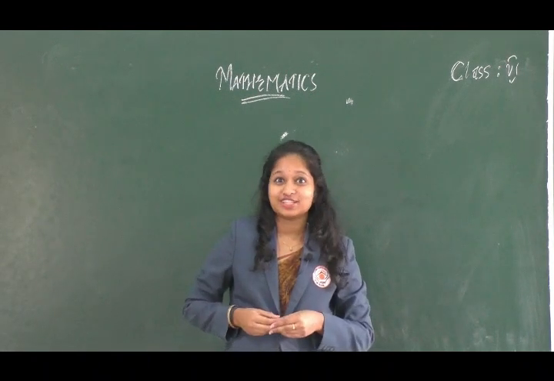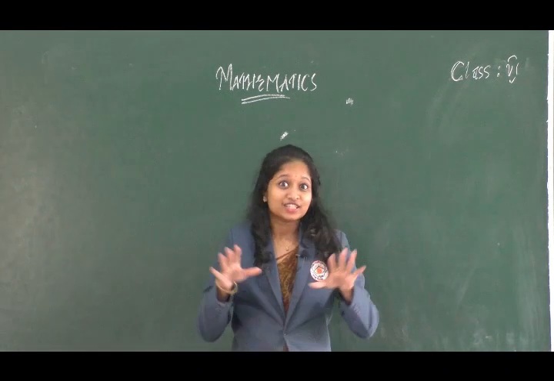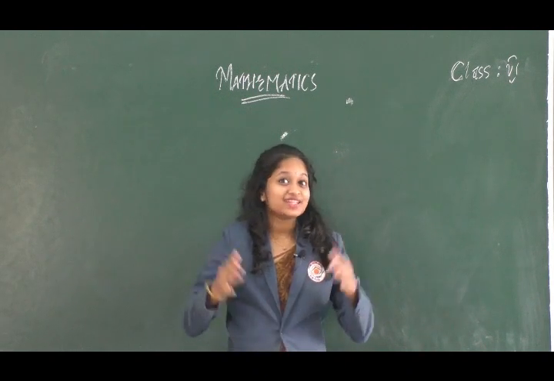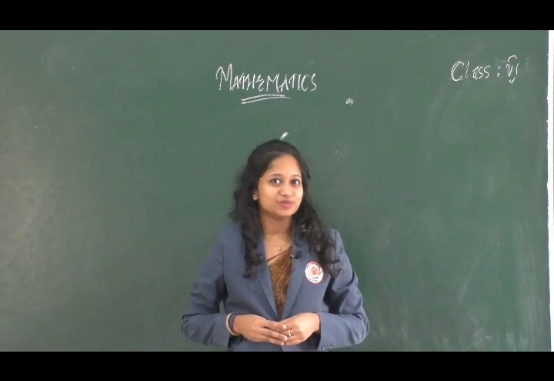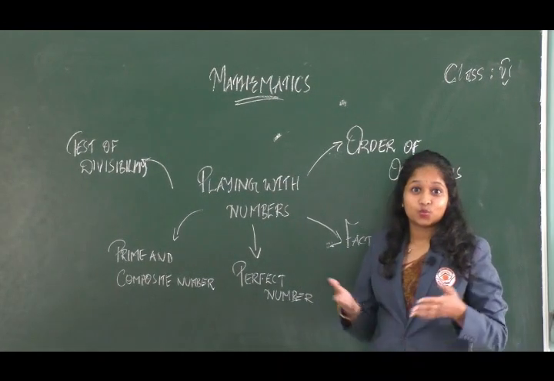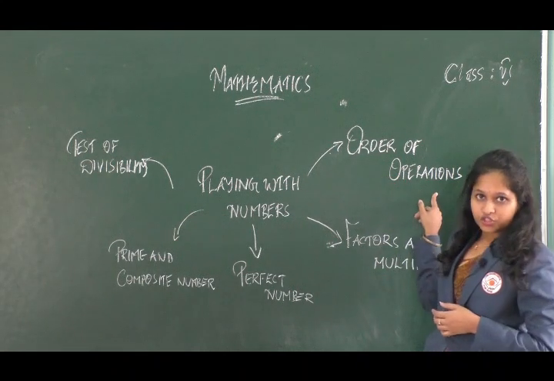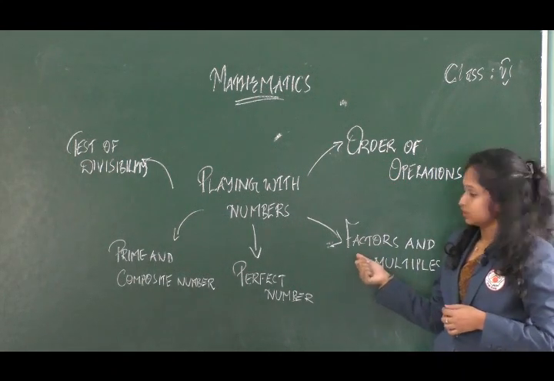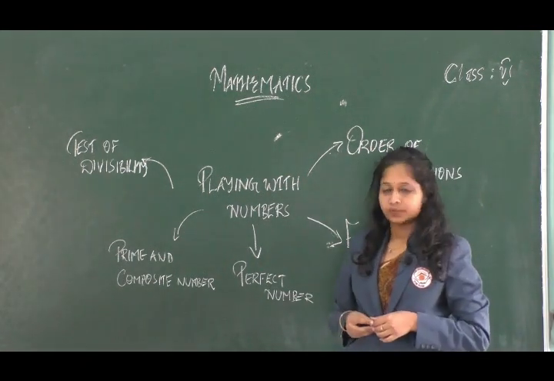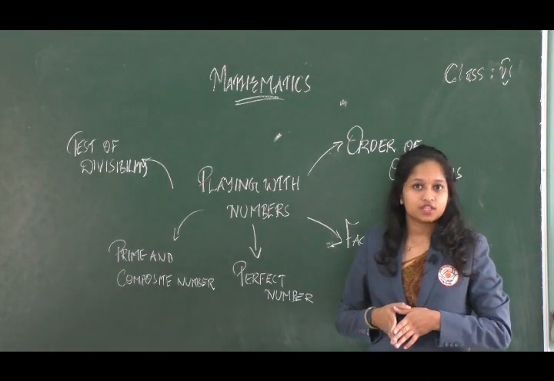Keep your mind fresh so that we'll begin a new chapter. Let us play today. Don't go anywhere. We will play with numbers today. And that's our chapter, Playing with Numbers. So children, under playing with numbers, what will we learn? We learn order of operations. We will learn factors and multiples, perfect number, prime and composite number, and also test of divisibility.